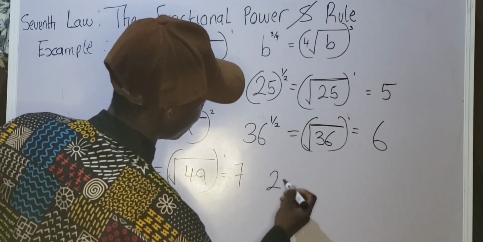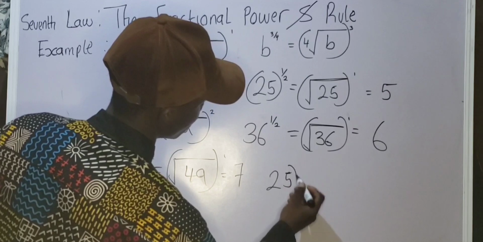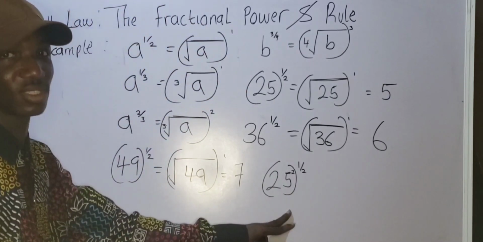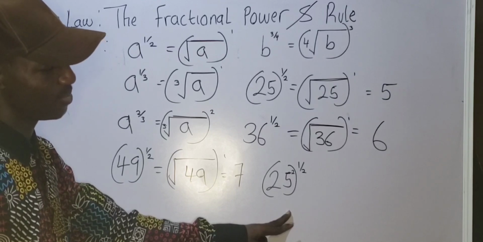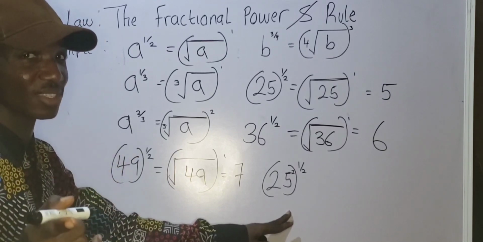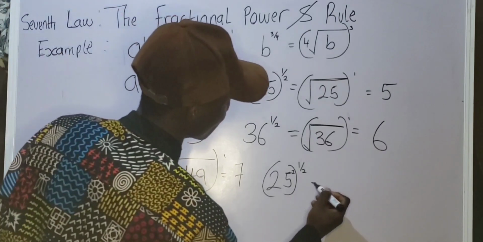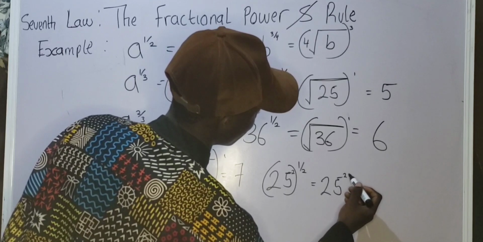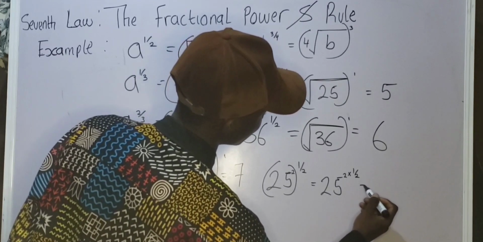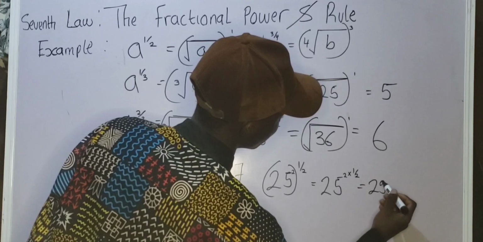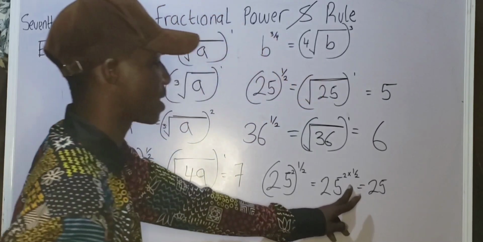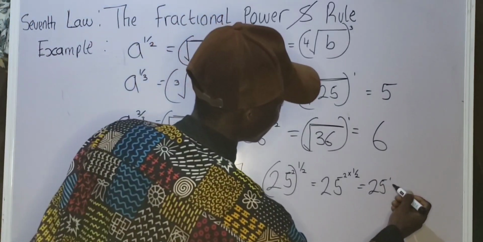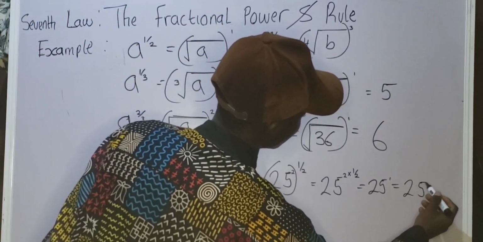Now, I want you to attempt this. What if you have 25 raised to the power of 2, all raised to the power of 1 over 2? What's the answer to this? We are going to use the multiplication rule that we learned. That is, for this, we are going to have 25 raised to the power of 2 multiplied by 1 over 2. That is 2 over 2. 2 divided by 2 is 1. That is 25 raised to the power of 1. And this will give us what? 25. Do you understand?